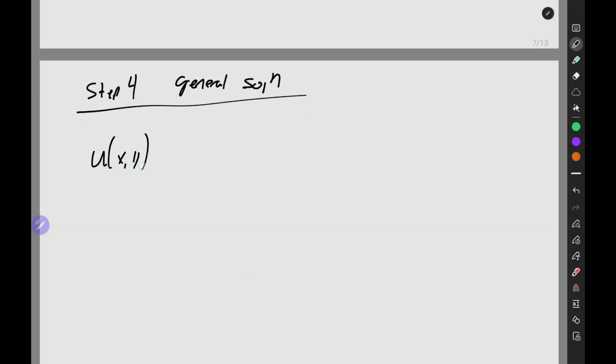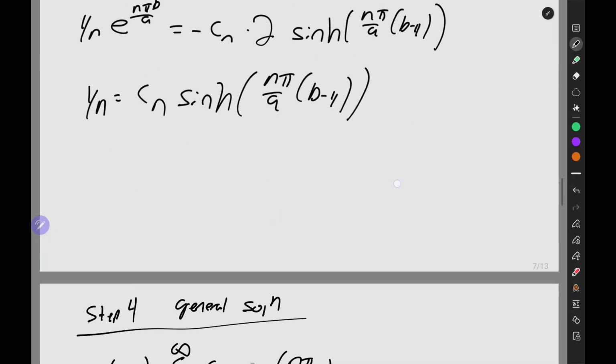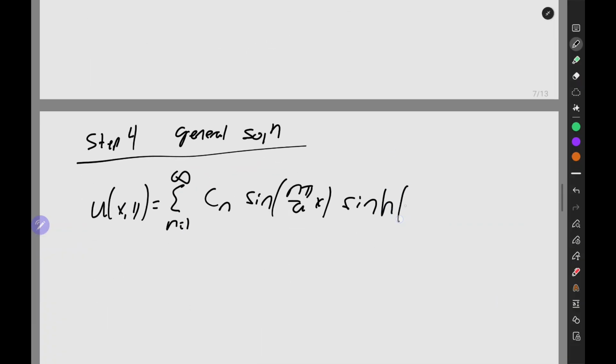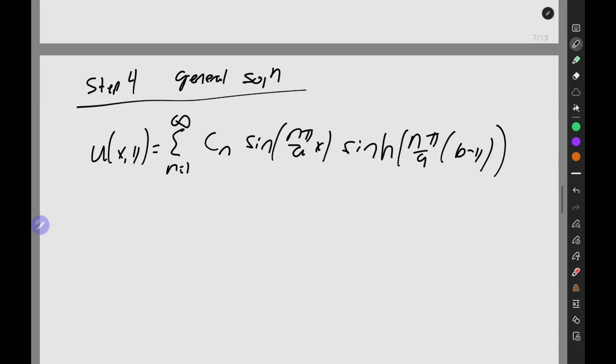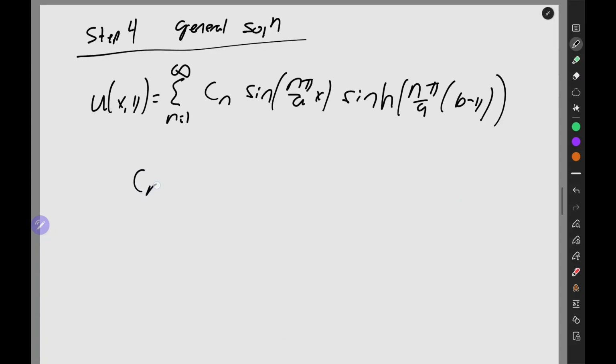It's u(x,y) is equal to the sum from n equals 1 to infinity of c sub n, I remember what it was, sine of n pi over a x, and then we have the sinh of n pi over a times b minus y. That's the general solution. Solve for cn. We have that extra sinh in there, so it's going to have to be cn times sinh. Well, so then I'll just divide it by sinh.